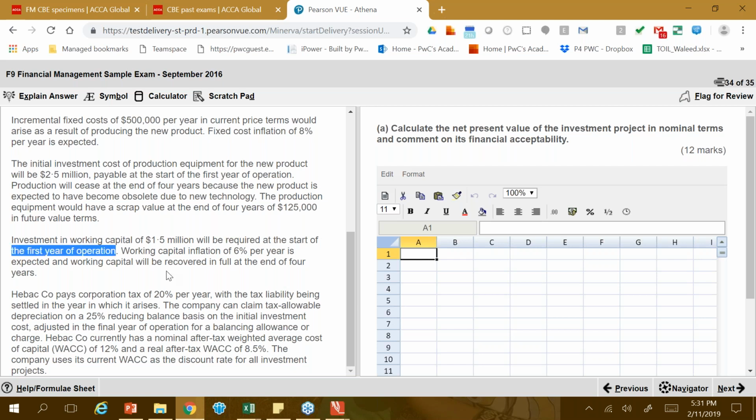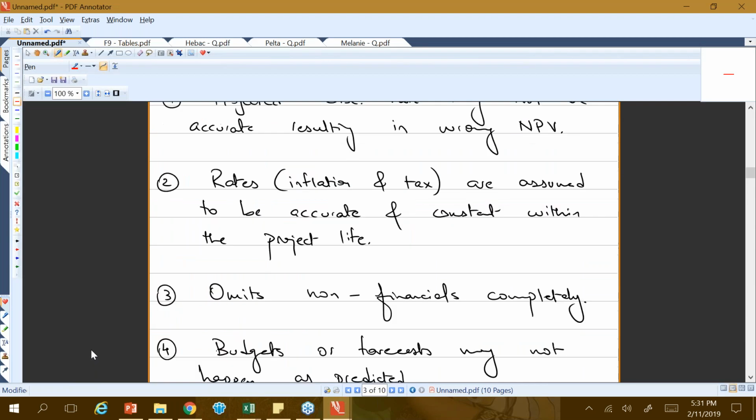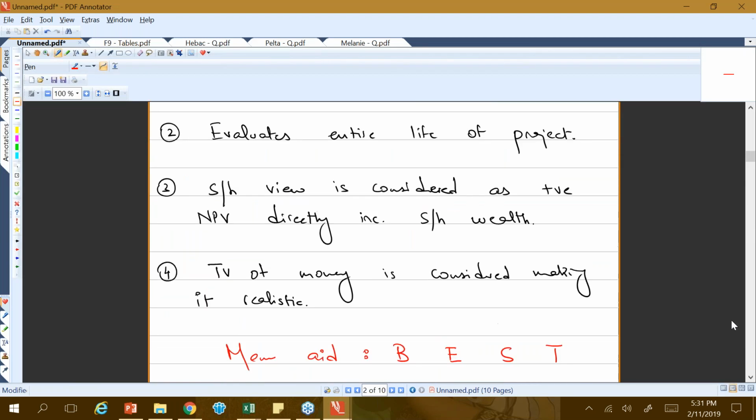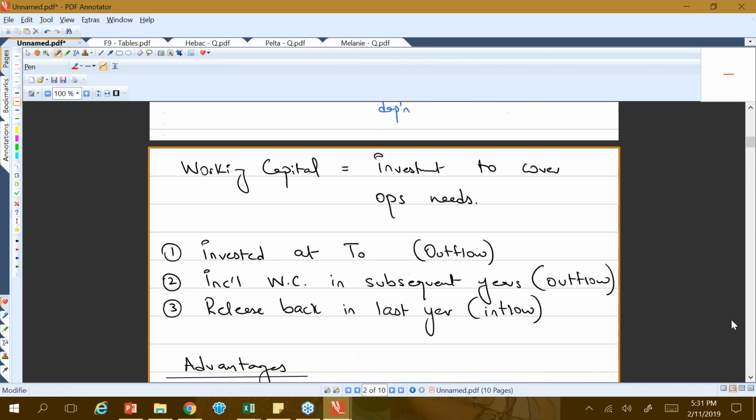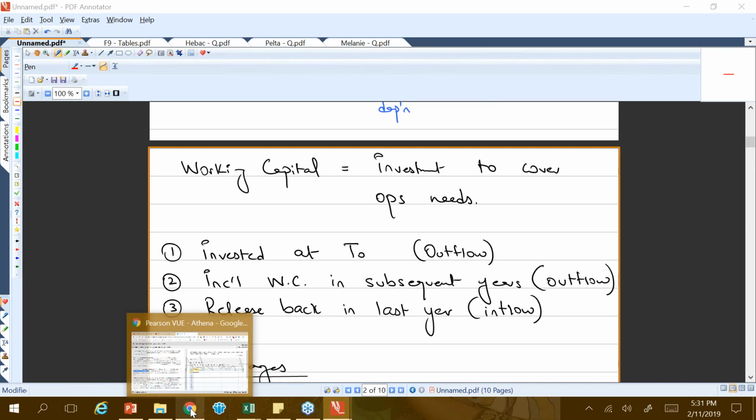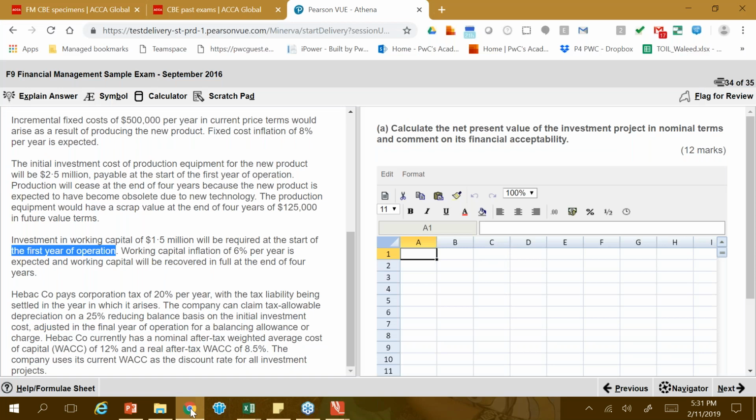Now I want you to go back to my writing on working capital and think of its features. What we said here was that there are three features. The first one is it is invested at T0. And that is what the examining team is telling me here. They're saying that 1.5 million will be required at the start of the first year of operation. And I told you when it said start of a particular year, we mean the previous year, which in this case is T0.